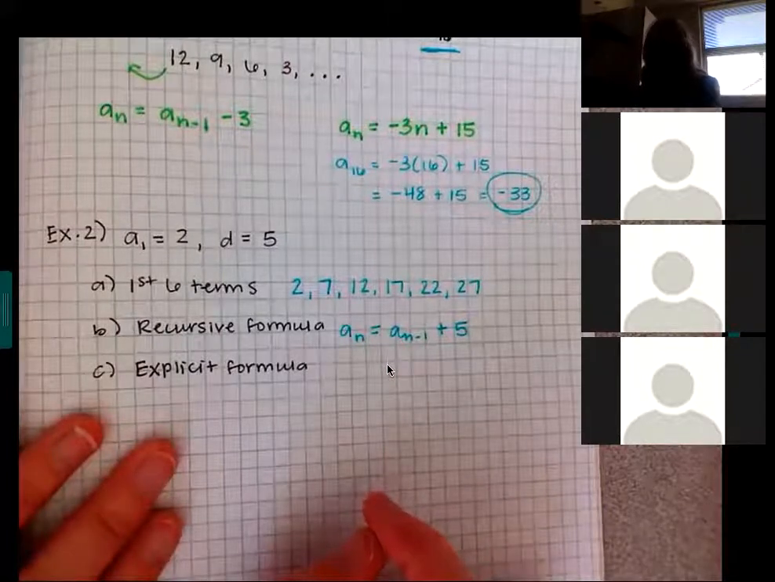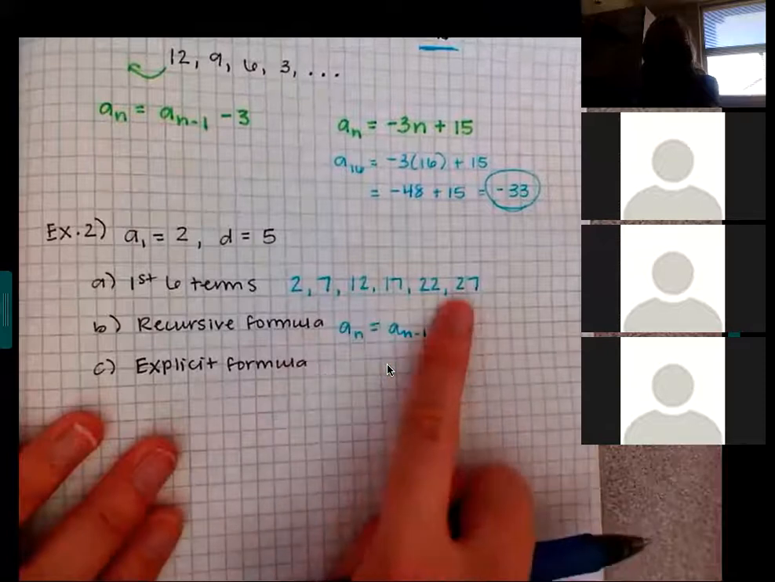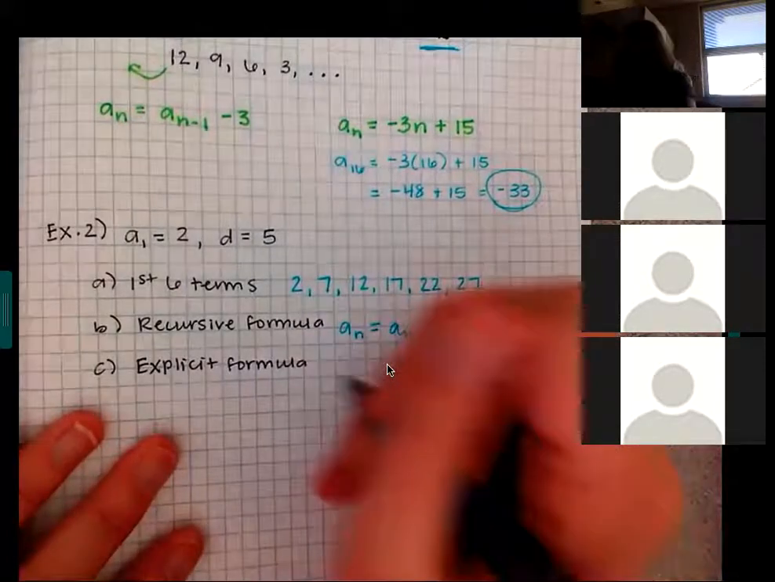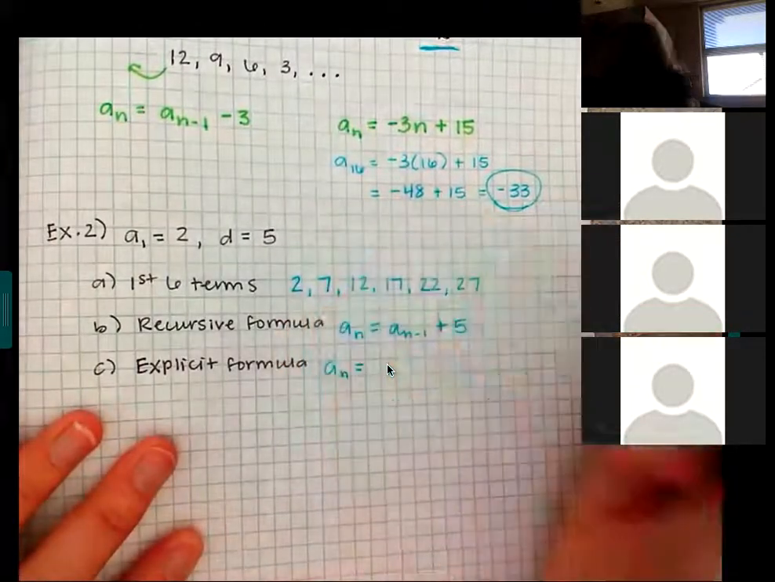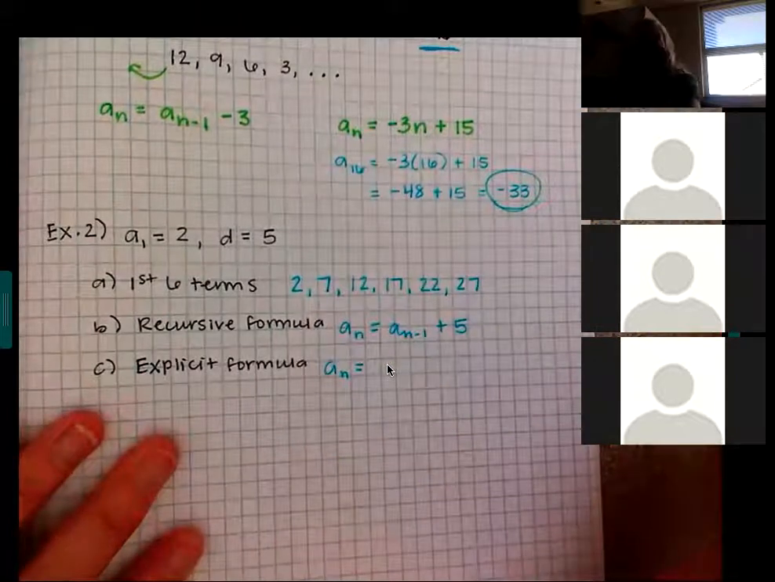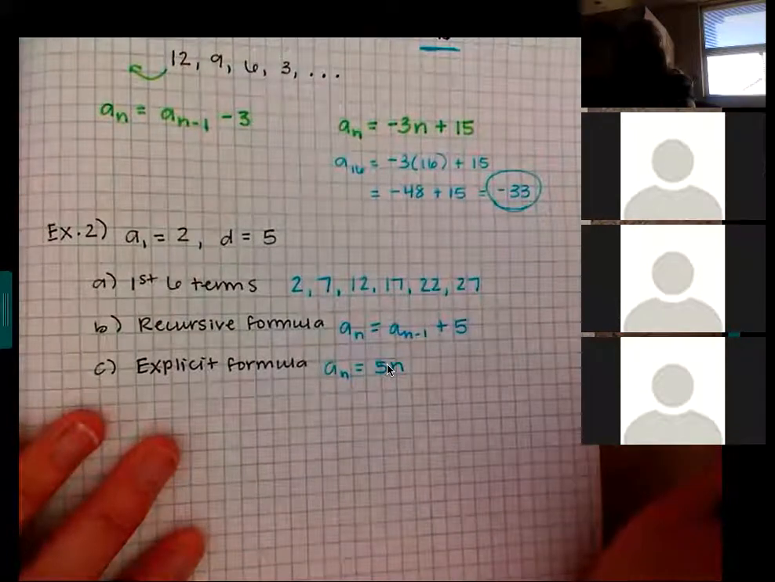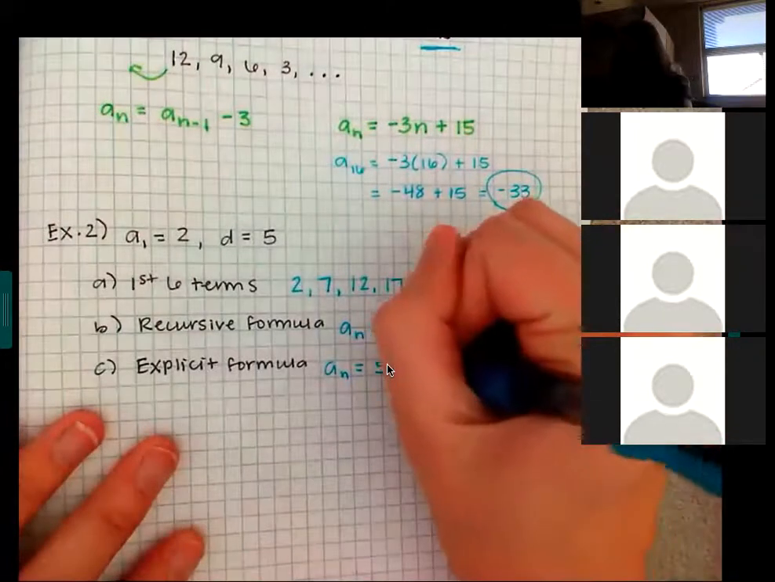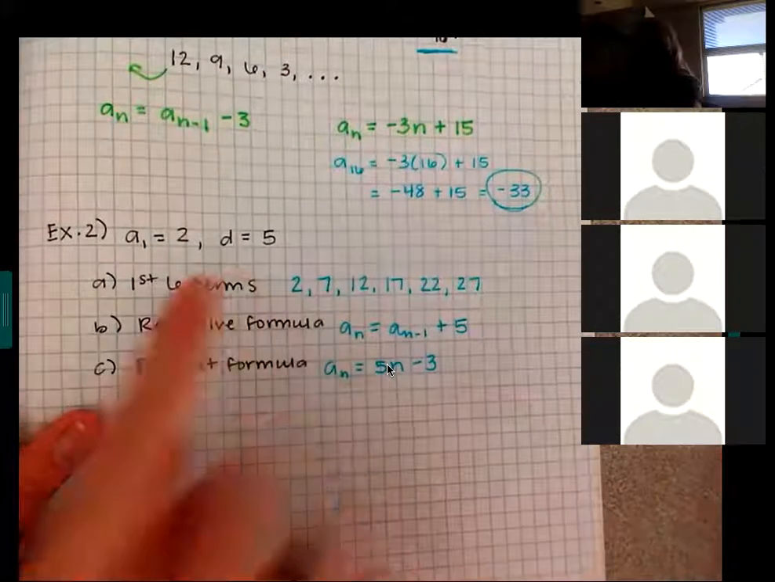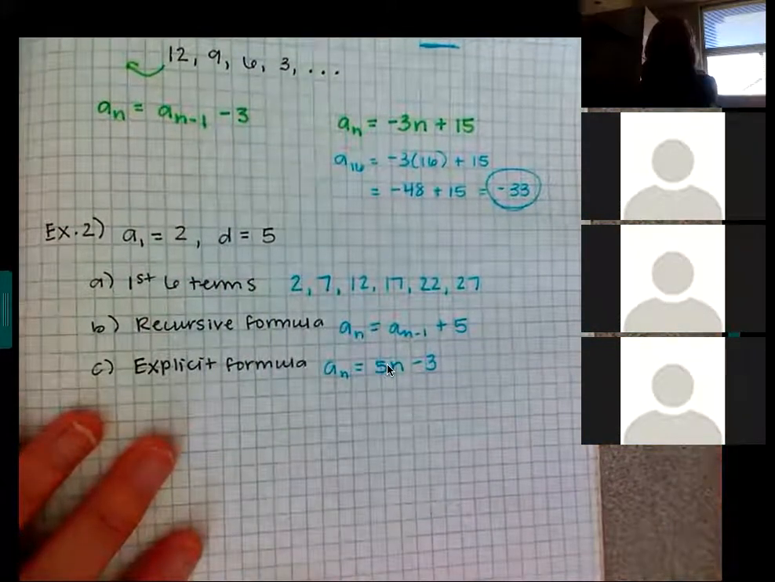All right, and then an explicit formula. If you look at your sequence up here that you listed out, we can do a sub n equals, what's my slope? 5. So did you guys write 5n? And then what's the y-intercept? Good, -3, because you would go back 5 to find the 0 term.